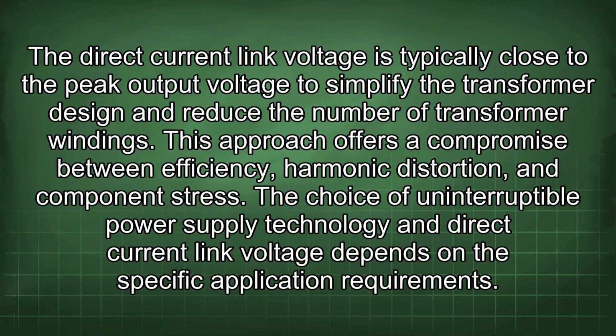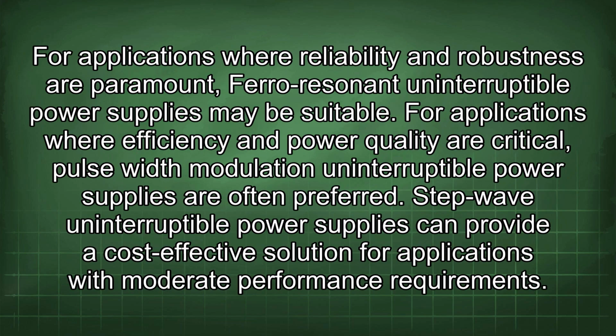The choice of uninterruptible power supply technology and direct current link voltage depends on the specific application requirements. For applications where reliability and robustness are paramount, ferro-resonant uninterruptible power supplies may be suitable. For applications where efficiency and power quality are critical, pulse width modulation uninterruptible power supplies are often preferred. Step-wave uninterruptible power supplies can provide a cost-effective solution for applications with moderate performance requirements.